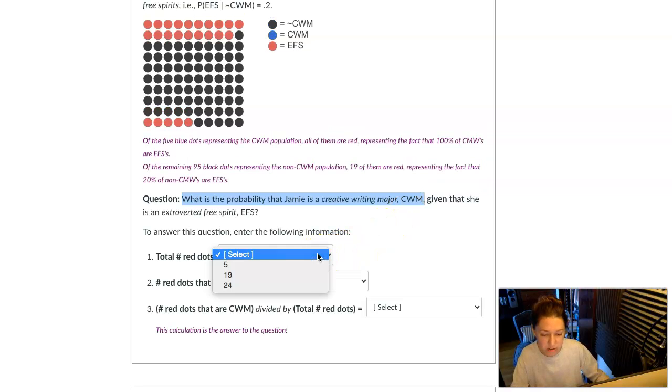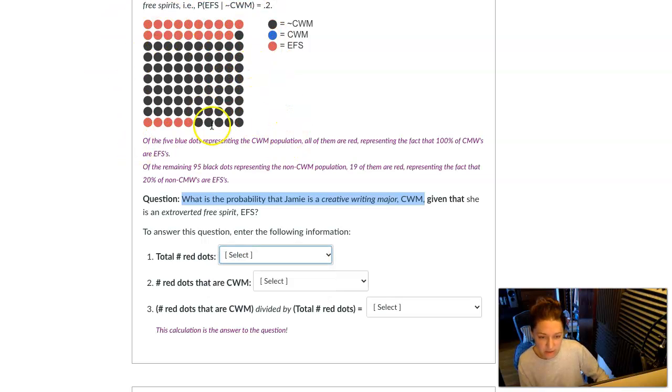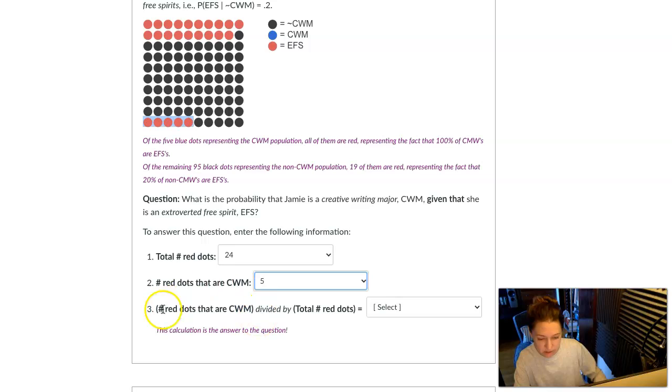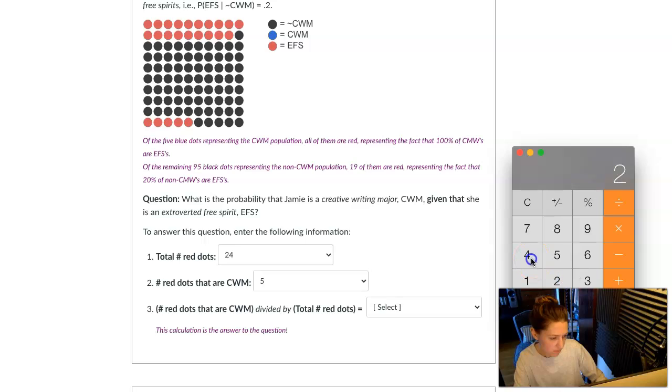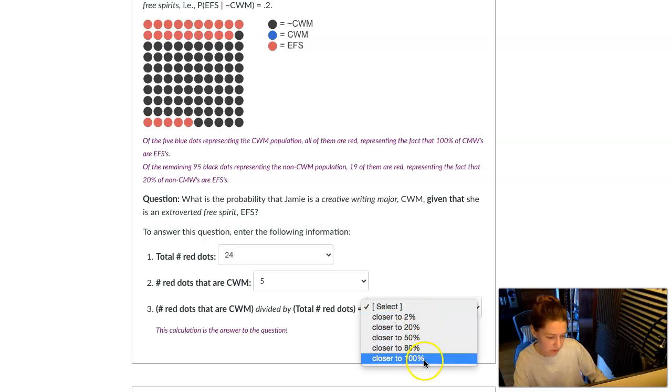Well, how many people fit this personality type at all, whether they have any major, right? So we know that 100% of the creative writing majors have it, but also a lot of other people do. Well, given our back of the envelope calculation, just count the dots here. There's 24 dots. And of these 24 extroverted free spirit types, how many of those people are creative writing majors? Again, that was just our original 5. So red dots that are creative writing majors, 5, divided by total red dots, 24. That's about 21%. So closer to what here? Closer to 20%.